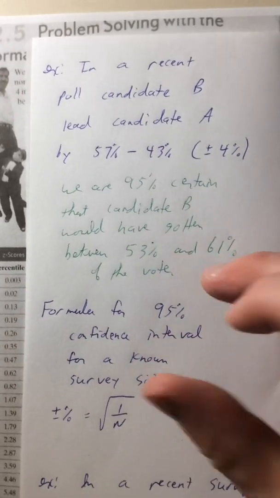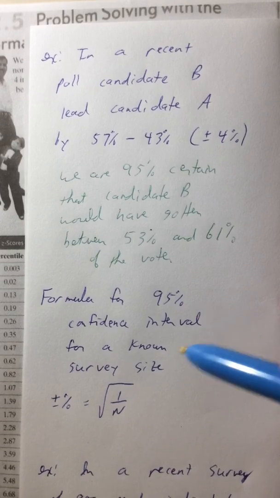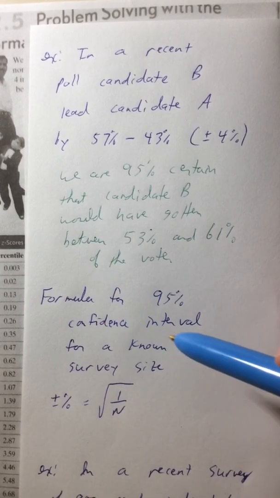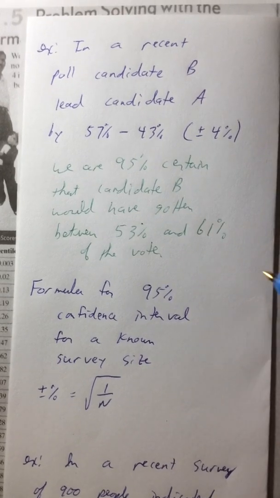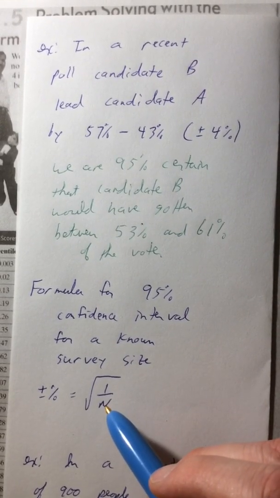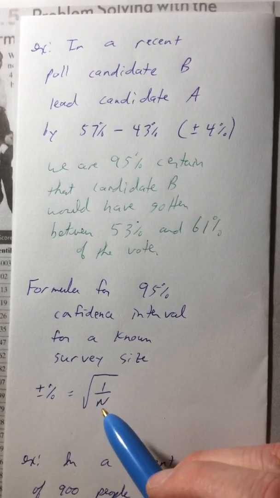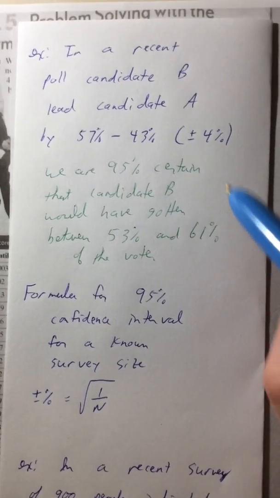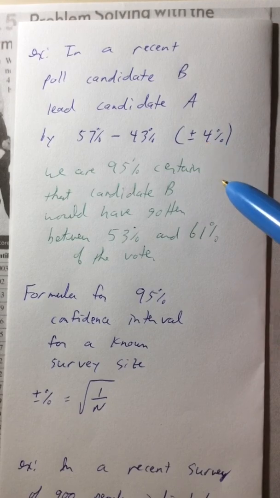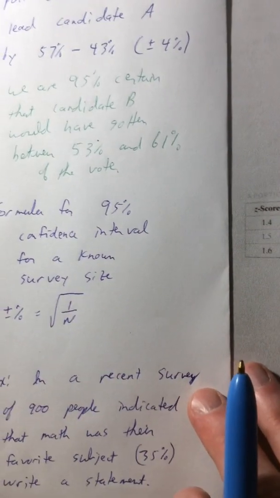All right. So there is actually a formula, and it's a really simple one, to find a 95% confidence interval for a known survey size. If you know the survey size, n, then you just plug it in here: 1 over n, take the square root, and that's going to be your plus and minus percent, just like we got here, plus or minus 4%. So let's actually do that.